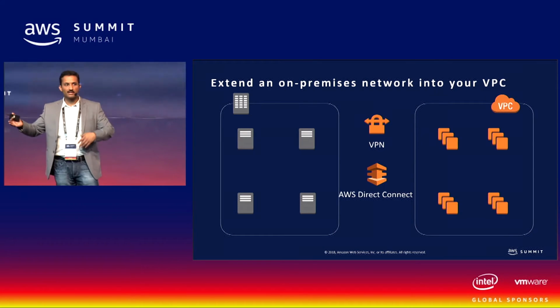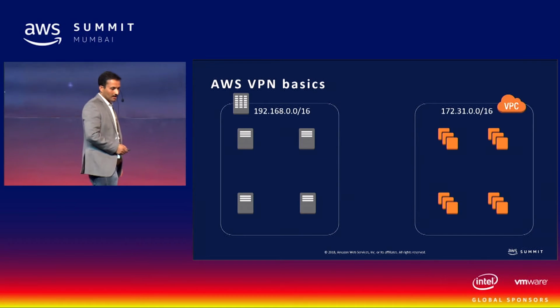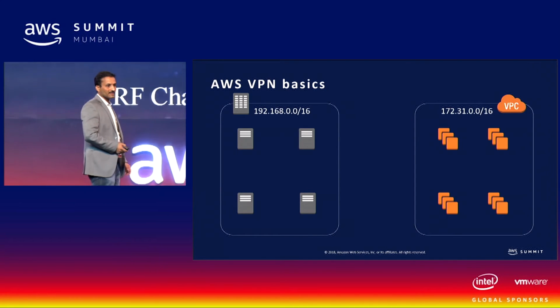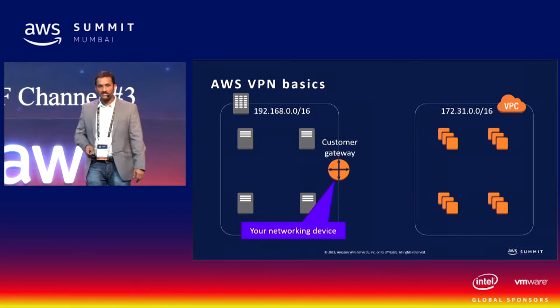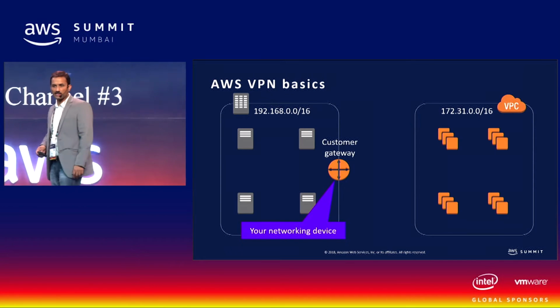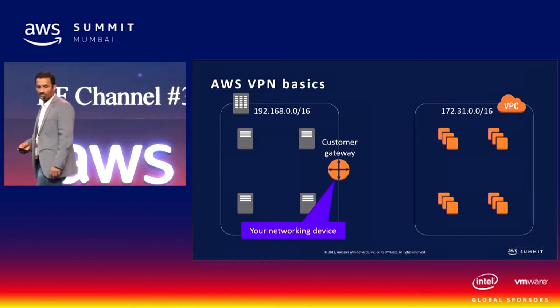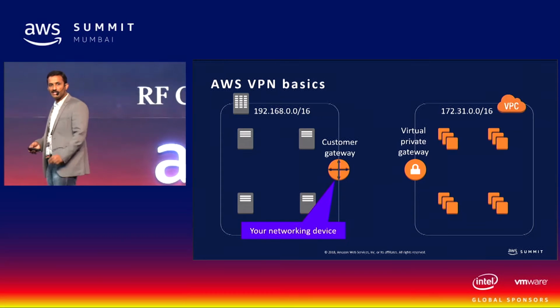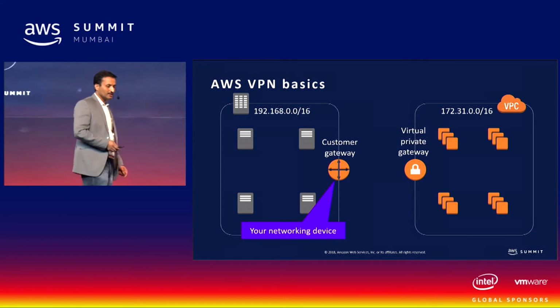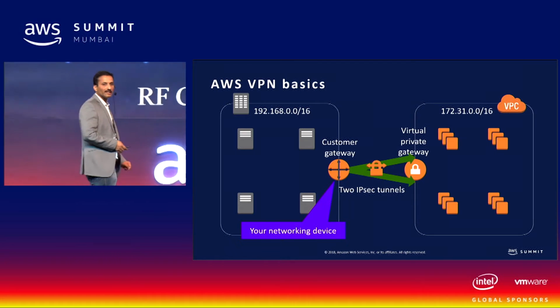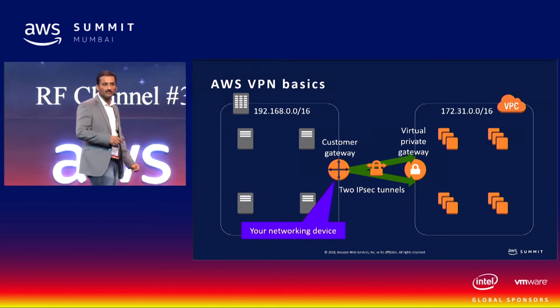One will be AWS, the other will be your data center. So let's talk about the VPN basics. As you know, your data center will have an edge router which will be connected to the internet. We call it the customer gateway, and you will deploy a virtual private gateway in your VPC, right? Once you do that, using that customer gateway, you will create IPsec tunnels from the AWS console.